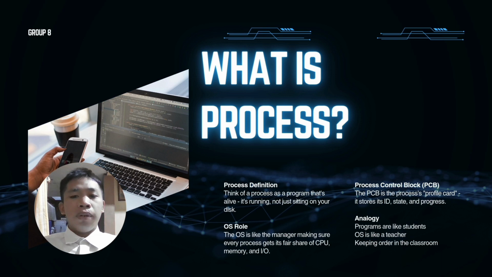To make it simple, think of programs as students and the operating system as the teacher. The teacher keeps order in the classroom, making sure every student gets a fair chance. In the same way, the OS makes sure each process gets its share of CPU, memory, and input or output. So, in short, a process is a running program and the OS is the manager that keeps everything in order.